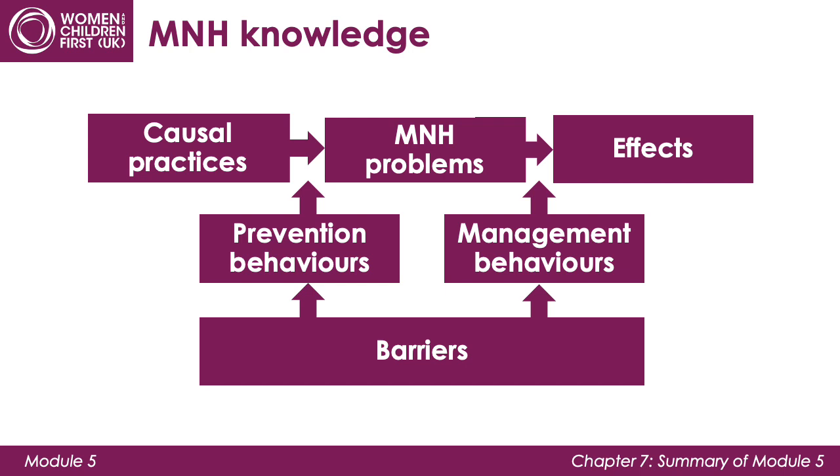Then, the behaviours that can help prevent each of these MNH problems from arising, or manage these problems if they've already arisen to stop them leading to their effects. And finally, the barriers, those factors that constrain the behaviour of women and newborns, that stop women and newborns from performing effective prevention and management behaviours in relation to each of these problems.